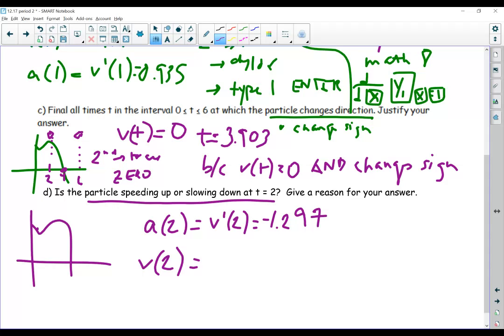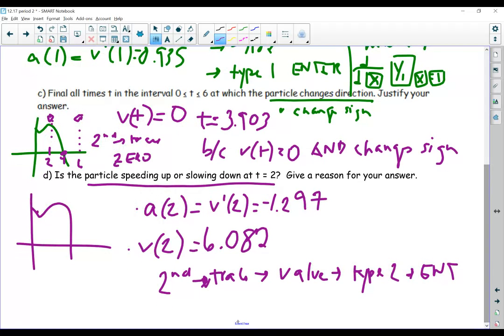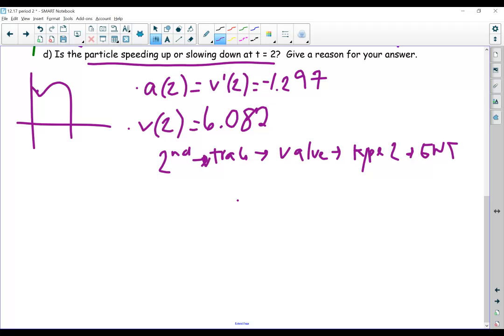Now, to find v of 2, if you're in the graph, go to second trace, and then choose number 1, value, and then type 2, and hit enter. That should give you the point at 2, and the value is 6.082. The AP exam is going to be looking for the value, so you can't just say it's positive. You have to give the numeric value there.